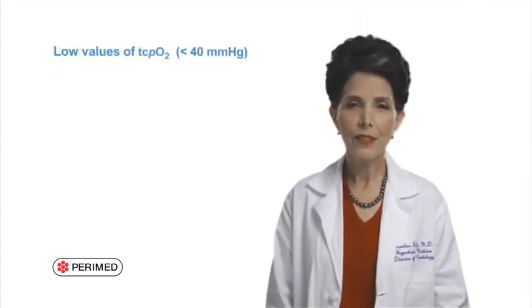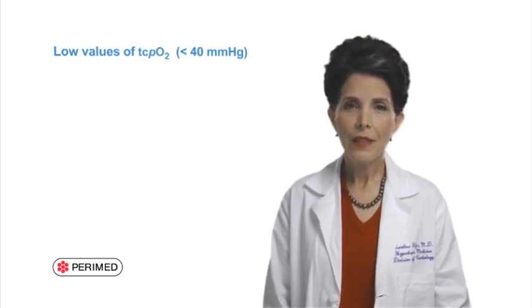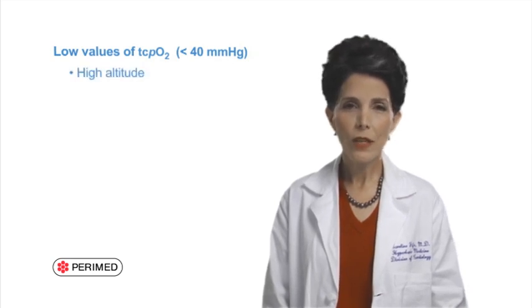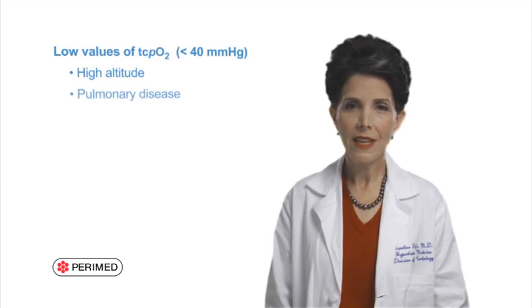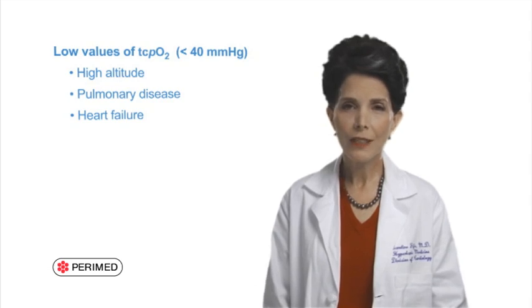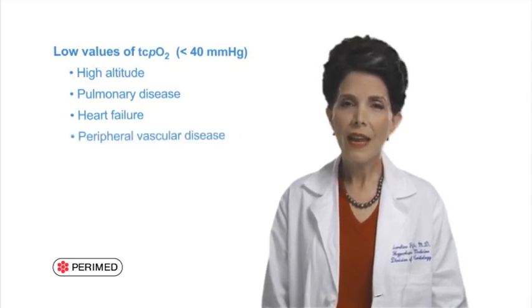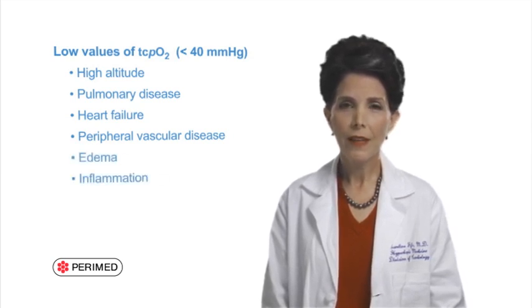But it is important to know that a low value could have other causes besides vascular disease. For example, the patient's inspired PO2 could be low, perhaps because they live at altitude, or their arterial PO2 could be low due to pulmonary disease. They might have a poor oxygen delivery mechanism due to heart failure or peripheral vascular disease. Or lastly, they may have a barrier to oxygen diffusion to the electrode due to edema or inflammation. A best practice suggestion is to check the patient's oxygen saturation using pulse oximetry to ensure that arterial hypoxemia is not the reason for a low tcpO2 reading.